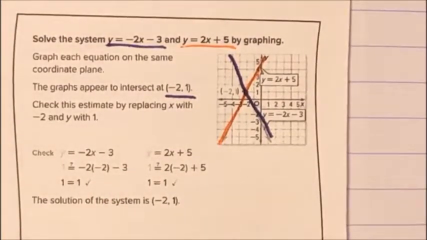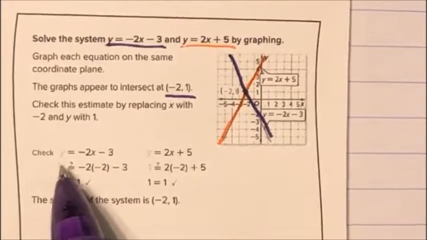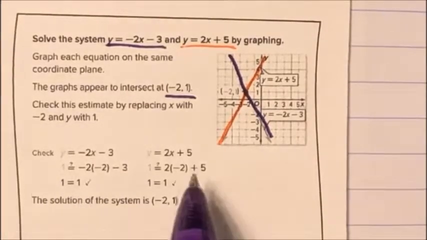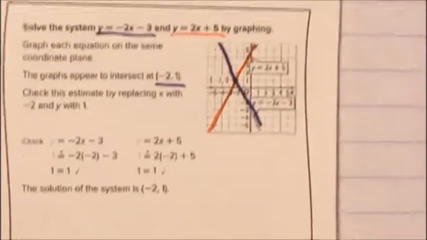I can always check this by replacing negative 2 and 1 into both of my equations. So the first one I check 1 equals 1, and the second one I check 1 equals 1. So the solution is negative 2, 1.